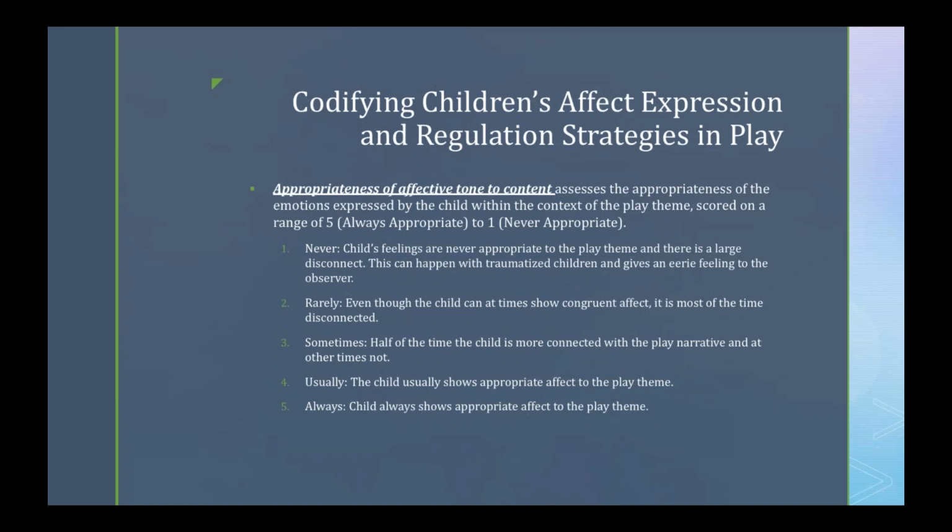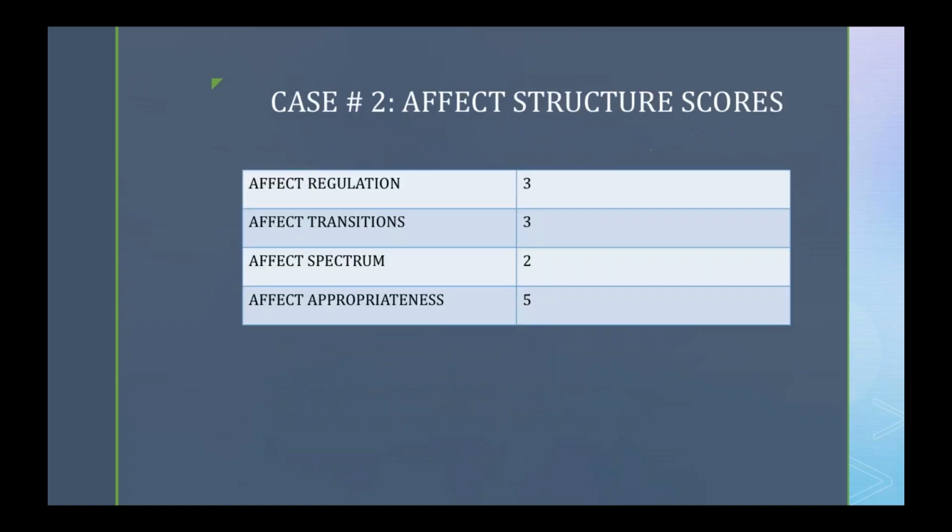Finally, in terms of the appropriateness of the affective content, the affects she expresses, which are, like I said, pleasure and slight anxiety, are appropriate to the play theme, which are the joy of taking in and keeping things and the anxiety of having too much and the need to give up some. So overall, this is a child with moderate affect regulation, who fluctuates between affect states. She shows a narrow spectrum of affects and appropriate affect.